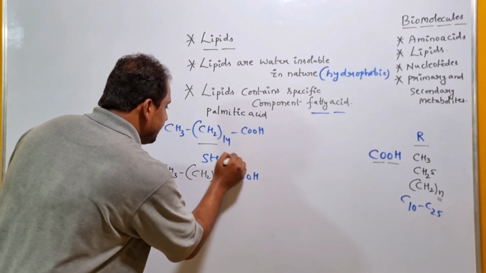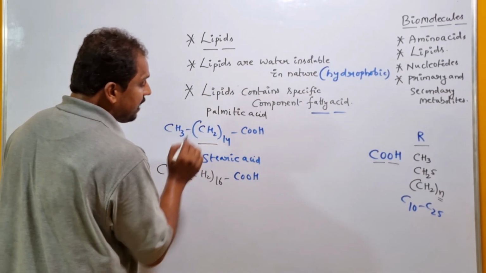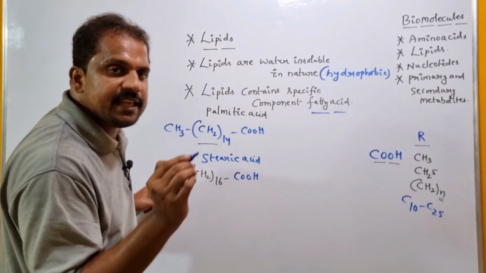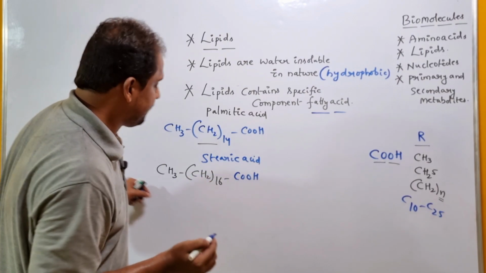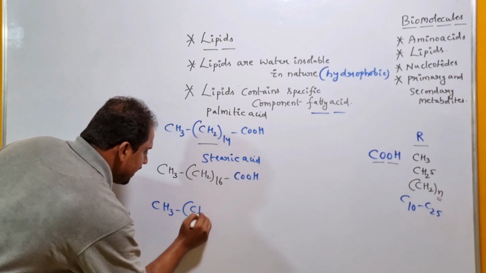Then in the same way, if a fatty acid has a hydrocarbon chain, and the number of carbon atoms in the chain is 20, then the fatty acid is termed as what? Arachidic acid.